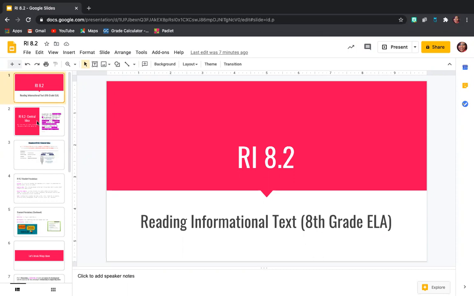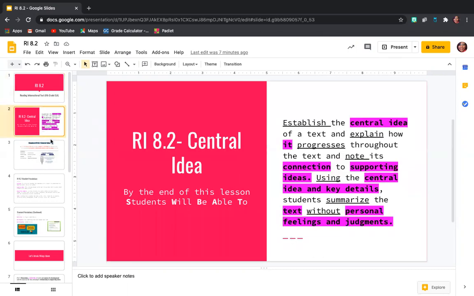This is nonfiction literature. RI 8.2, central idea. By the end of this lesson, you will be able to establish the central idea of a text, explain how it progresses throughout the text, and note its connection to supporting ideas. Using the central idea and key details, you will summarize the text without personal feelings and judgment.